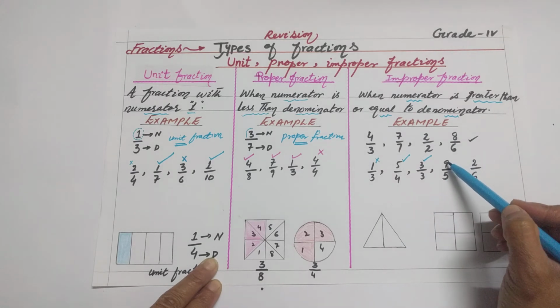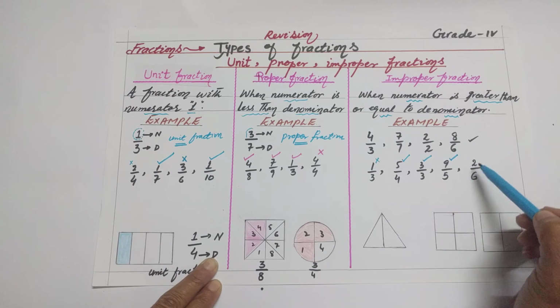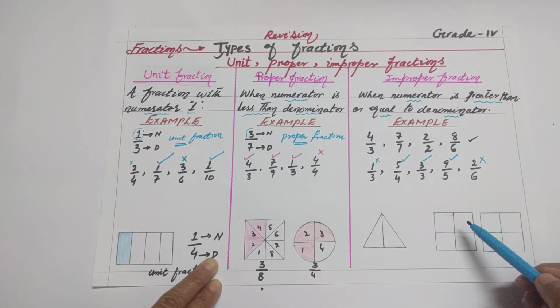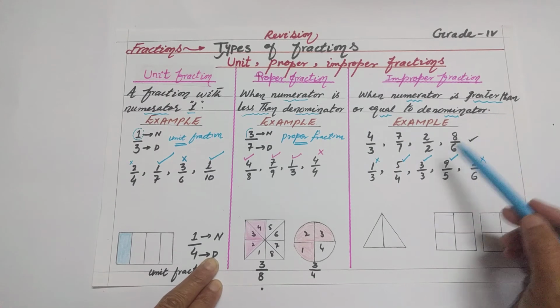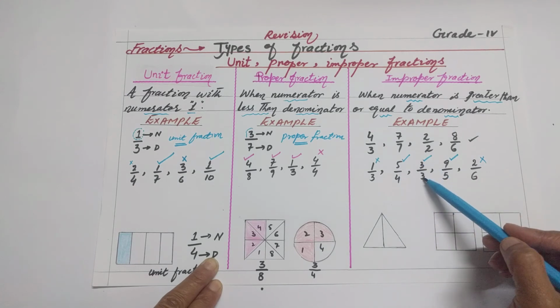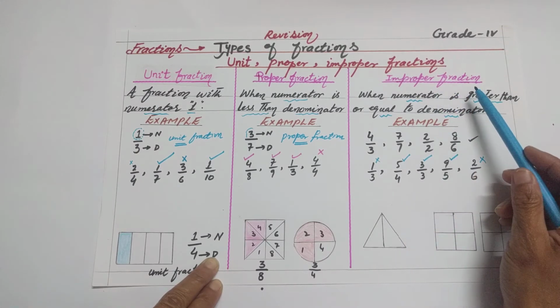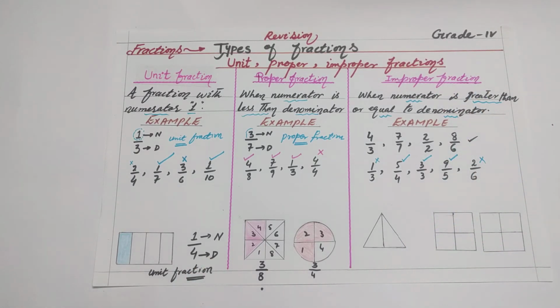9 by 5. 9 is greater than 5. It means this one is also an improper fraction. 2 by 6. 2 is less than 6. It means this is not an improper fraction. So what is the condition of improper fraction? The numerator should be greater than the denominator. The numerator and denominator may be equal. Now I will explain the same improper fraction with the help of a diagram.